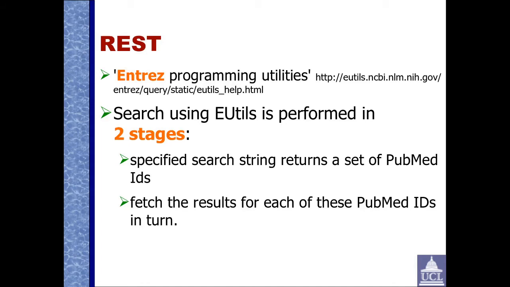There are many, many examples of REST that provide services for bioinformatics. For example, the Entrez programming utilities provided by the NCBI. If you wanted to search their PubMed database of publications, you would start by providing a string in a particular format, and you would get back XML containing a list of the PubMed identifiers. Then you could take each of these in turn and obtain the results for each PubMed ID.